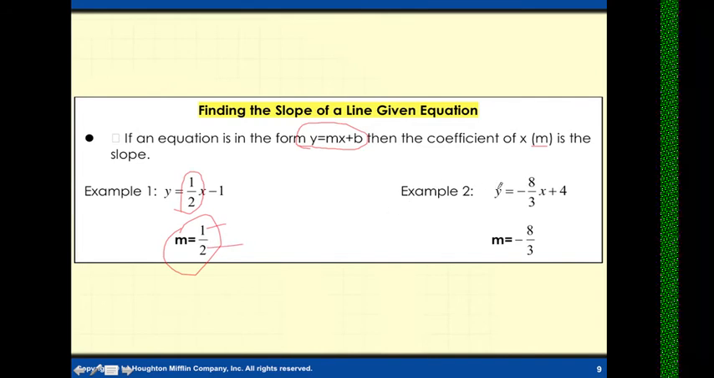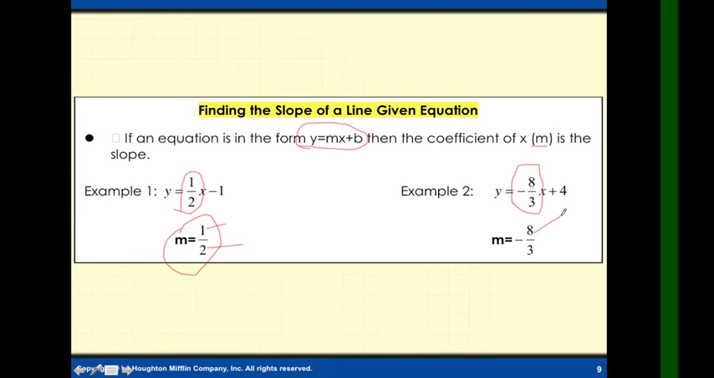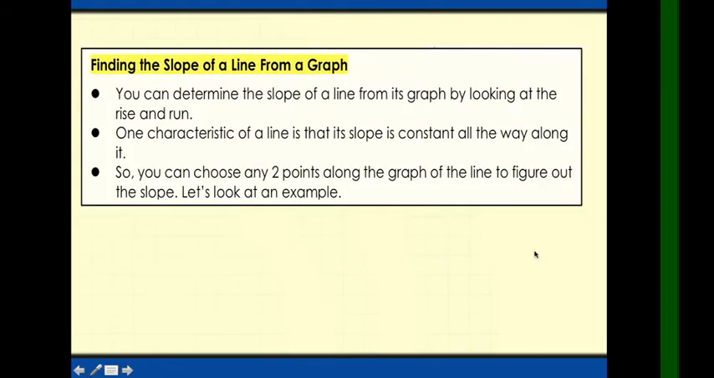For this example 2, we have y equals negative 8 over 3x plus 4. The slope, ito yung slope ngayon, no? And now, ito yung slope na to, yung negative 8 over 3, yung negative 8 siya yung rise. And then yung 3 will become the run. Same lang, okay? Now, finding the slope of a line from a graph naman.